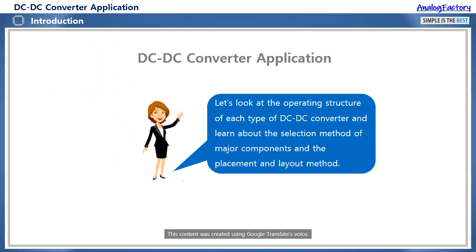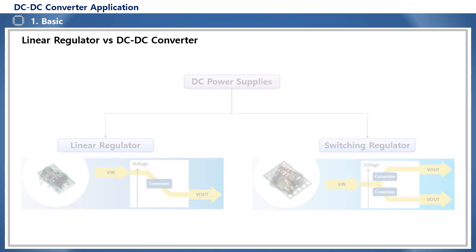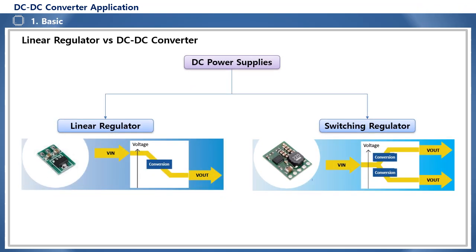Let's look at the operating structure of each type of DC-DC converter and learn about the selection method of major components and the placement and layout method of components in actual design. The method of converting DC voltage can be classified into linear and switching methods.